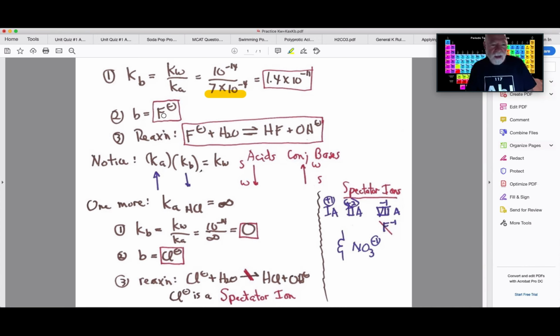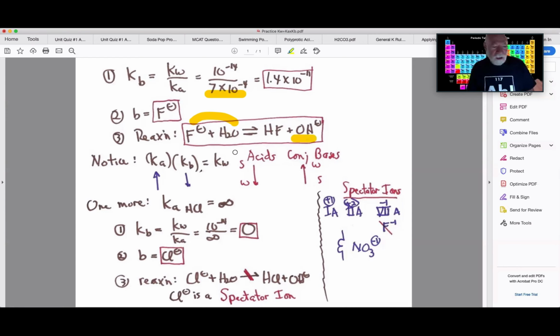Well, the base of HF ought to be F minus. And now question three, what reaction are we talking about? What's the K sub B reaction? It'd be fluoride and water, do a Bronsted acid-base reaction, so you get HF, and the double check is you should get hydroxide as the conjugate base of water.